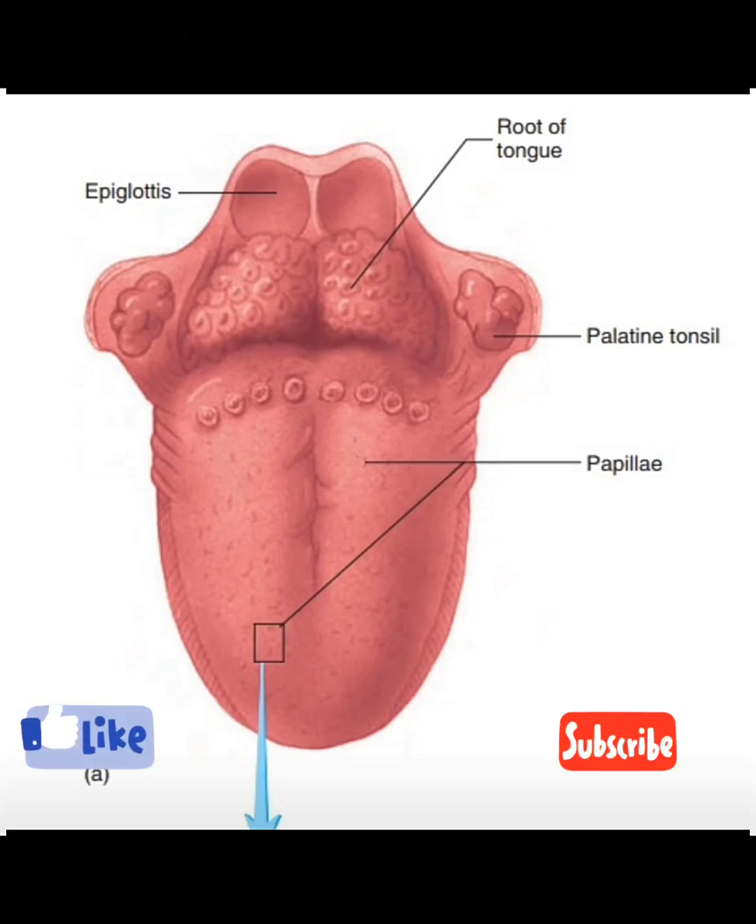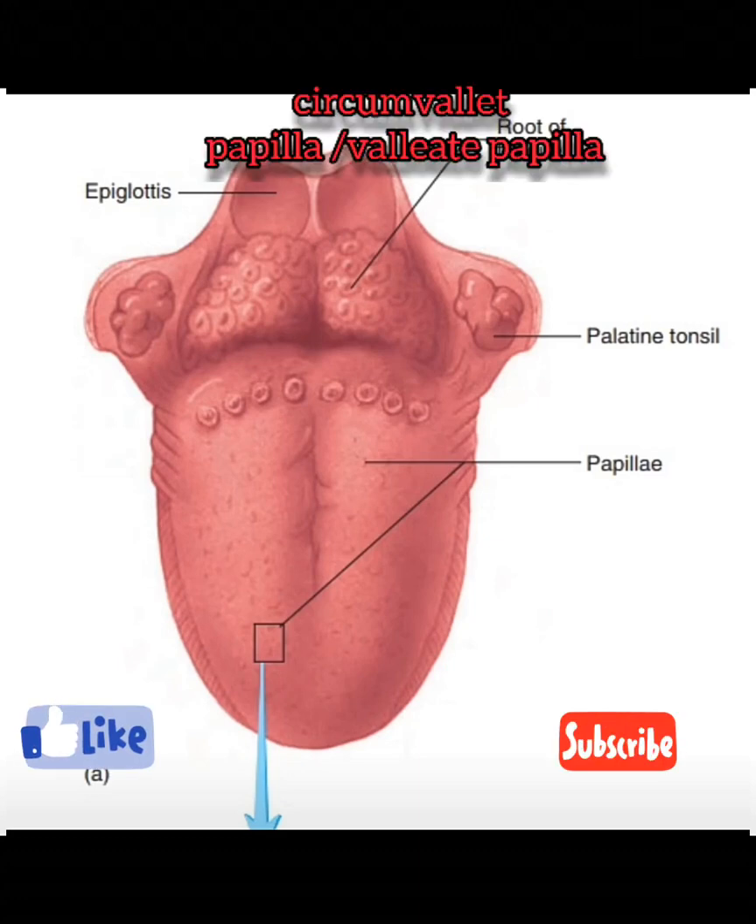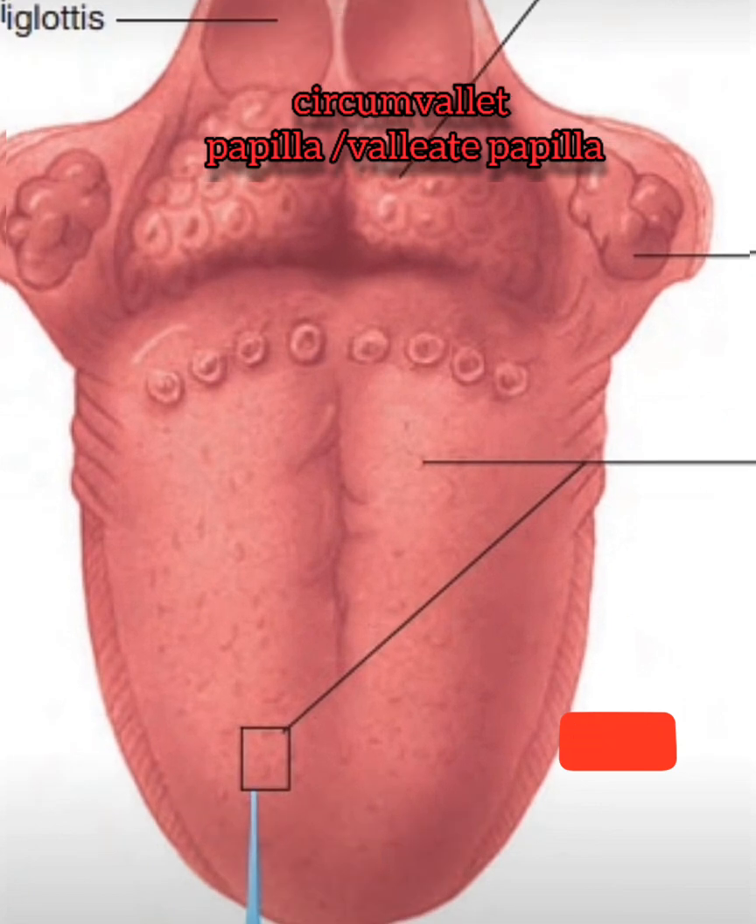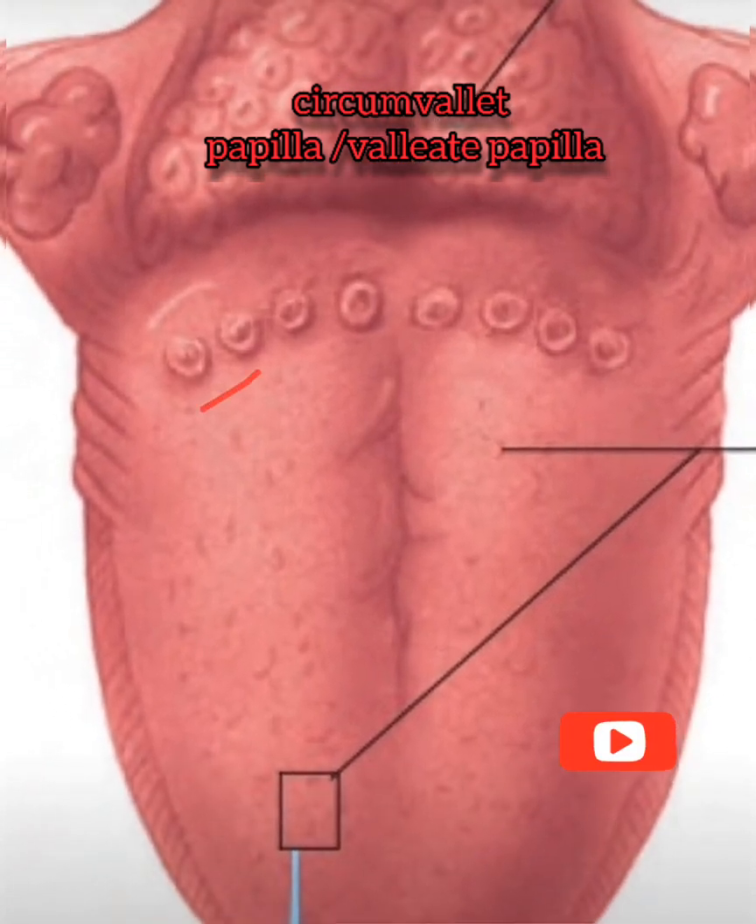The circumvallate papilla is also called vallate papilla, and they are the largest papillae. So these are the circumvallate papillae. They are 10 to 12 in number, and they are mushroom shaped. These papillae are present just in front of the sulcus terminalis. So the V-shaped sulcus terminalis is here, and they are present just in front of it.